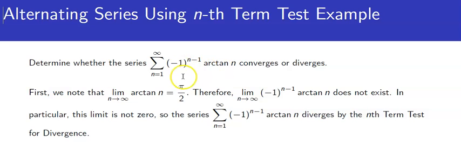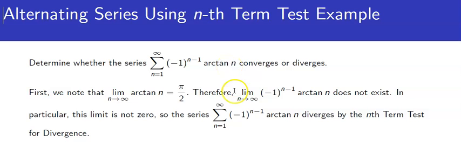This is certainly an alternating series. This is the alternating part, and certainly for positive values of n, inverse tangent of n is also going to be positive. So these terms are always positive, and this part will make it alternating. Now remember, for the alternating series test to apply, you need decreasing and the limit being 0. Well, in this case, neither of those two things are going to happen.